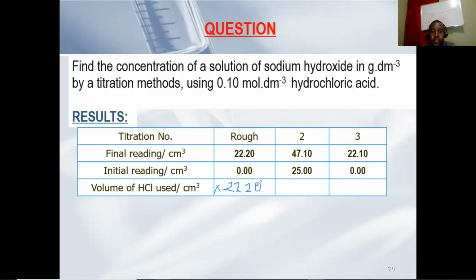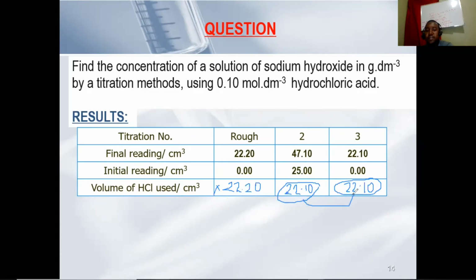All right, and then trial 2 would be 22.10. And then trial 3 would be 22.10. Right, so we notice that our rough is 22.20, and the other two times we did it, we actually got the same value. So in that case, we don't have to do a trial 4 here, right? Because we now have two values that are similar.